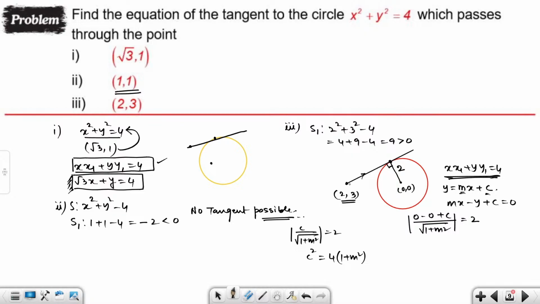You see, this line is passing through the point (2, 3), hence it must satisfy this. The equation of this line we have assumed as y equals to mx plus c. As it is passing through the point (2, 3), hence it must satisfy this. So what I'm saying is, 3 equals to 2m plus c. So what is your c? C is nothing but 3 minus 2m. So let me just replace this.